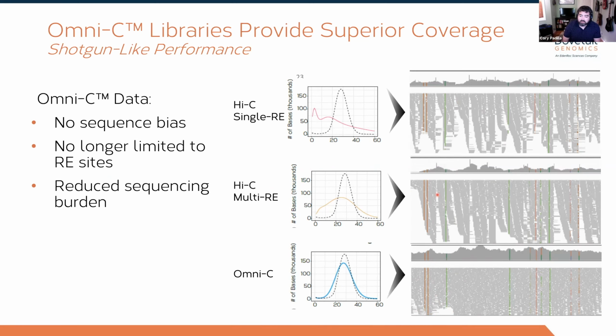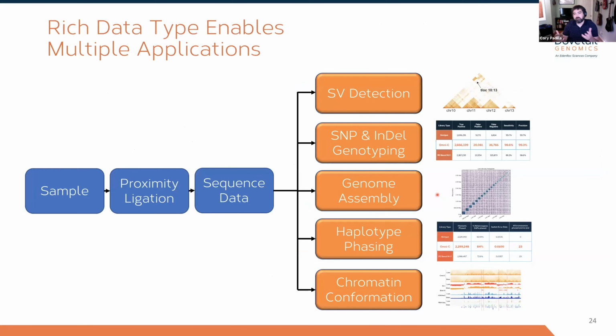And so what that genomic coverage really does for us is it makes us be able to use the data as single-end shotgun data, whole genome sequencing data, or paired-end long-range data, which opens up this whole new world of applications for the use of Hi-C. So from a single library, you can detect these large structural variations through these contact matrices where you can see clearly that this region of chromosome 10 is interacting with this region of chromosome 13.